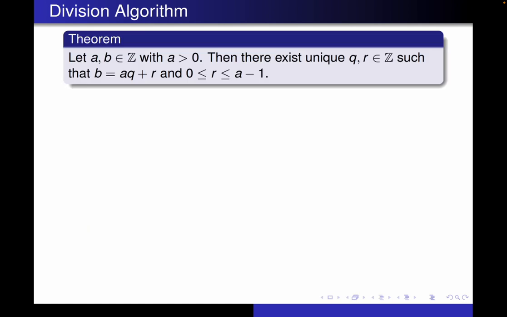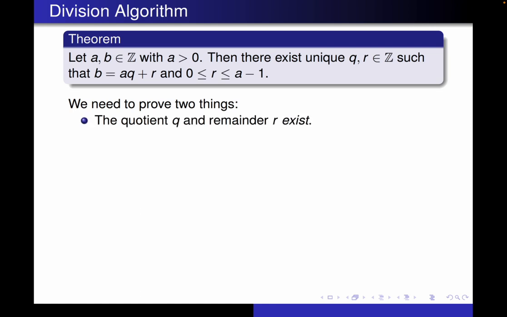All right. So here's our theorem. I'm just rewriting the theorem so you can see it. To prove that theorem, we actually need to prove two things. We need to prove that the quotient and the remainder exist. In other words, there is a remainder between 0 and a minus 1 and a quotient that goes along with it. And then we also have to prove that the quotient and remainder that satisfy those conditions are unique. Okay, so we're going to deal with one of those here, the fact that they exist. The uniqueness part we're going to deal with in the next video.